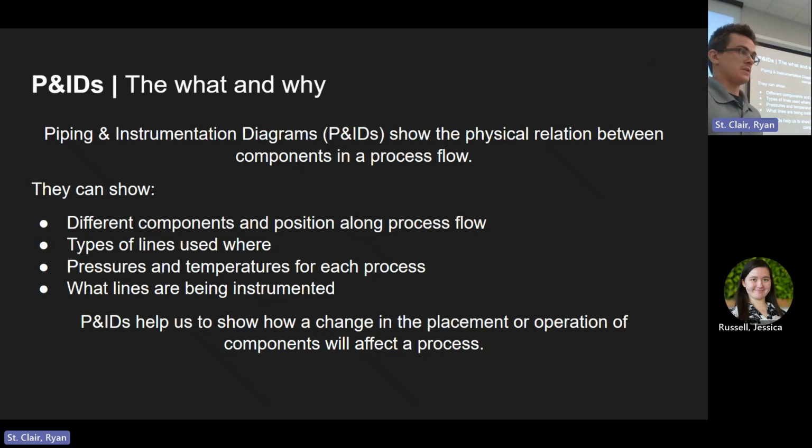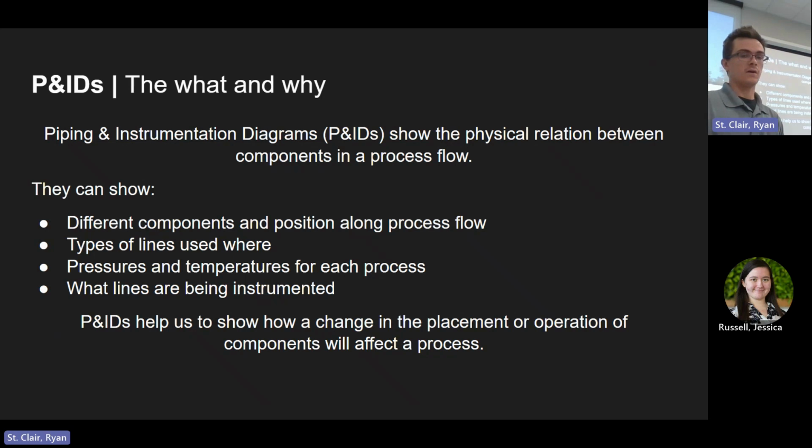They can show the pressures and temperatures for each process, at different steps along the way. So if you're opening a valve, then you're going from maybe atmospheric pressure up to a certain feed pressure, like 300 psi or something. And then you can also show what lines are being instrumented and how. So if you're interested in knowing the pressure of a certain line because it's safety critical, or you need to know the temperature of a certain line because it's critical for your filling process, that's what a P&ID can show.